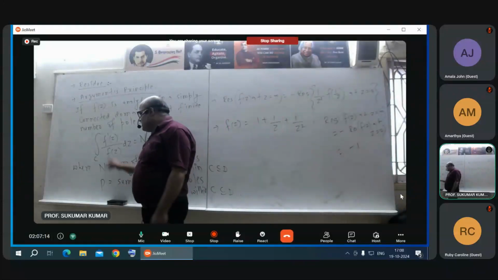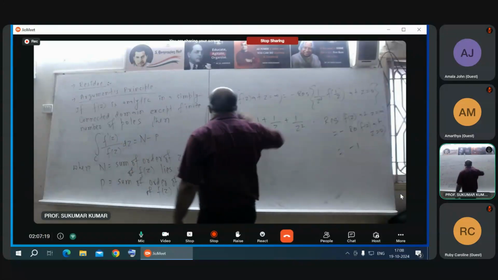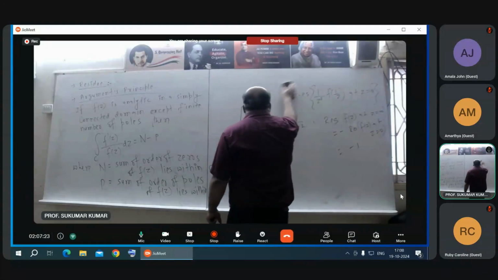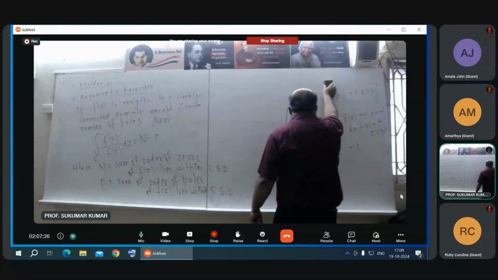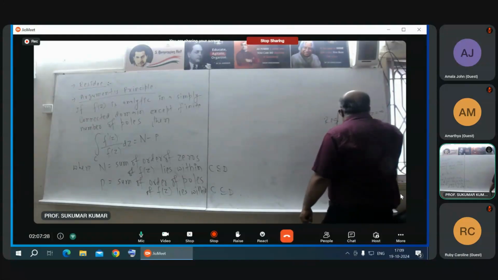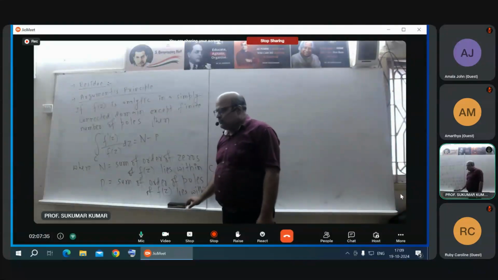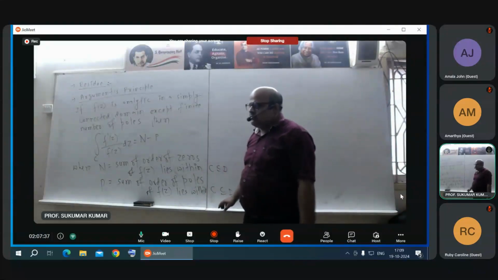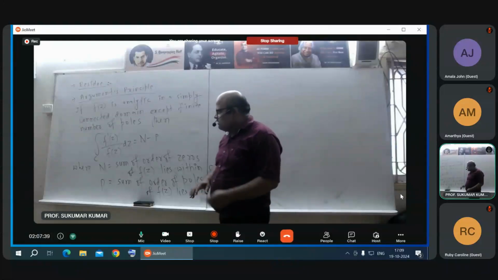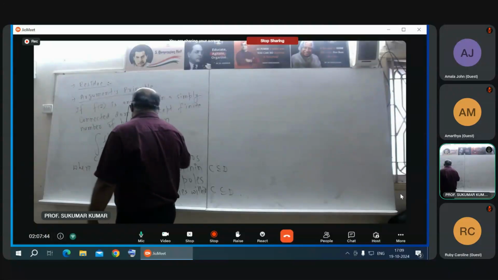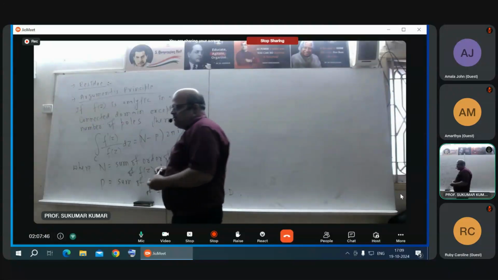Actually, this integration is f dash z by f of z, for any function. So this integration we can find by residue, but this theorem itself is asked sometimes. 2 pi I multiplication will come.